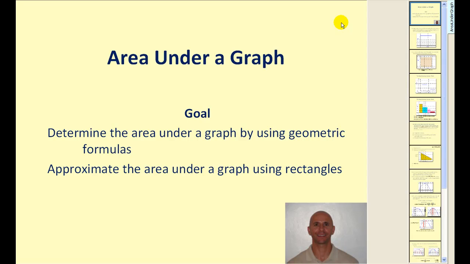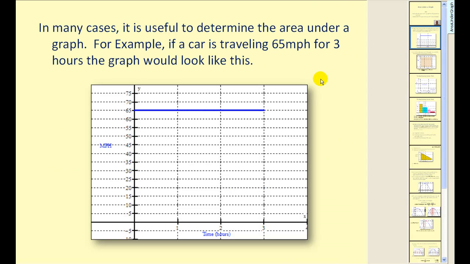Welcome. Today marks the shift from our study of the derivative and the tangent line to the area under a graph. The goals of this video are to determine the area under a graph and also to approximate the area under a graph using rectangles. In many cases, it's useful and meaningful to find the area under a graph.